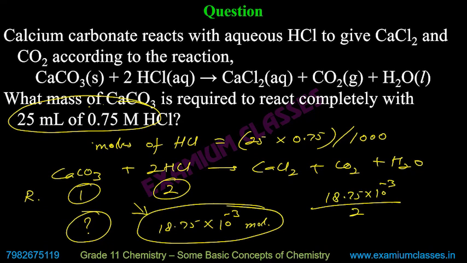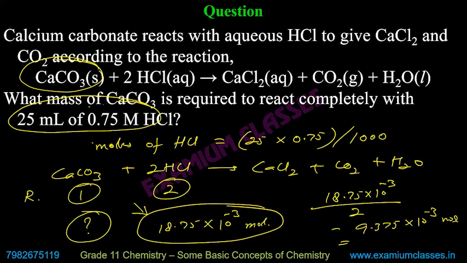Okay. So once you calculate, you will get 9.375 into 10 power minus 3 moles. You can convert it into millimoles also, or you can convert it into grams also. If you want to convert it into grams, the molar mass of calcium carbonate is something you should remember, 100. Molar mass of H2SO4, 98. Molar mass of glucose, 180. Molar mass of sucrose, 342.